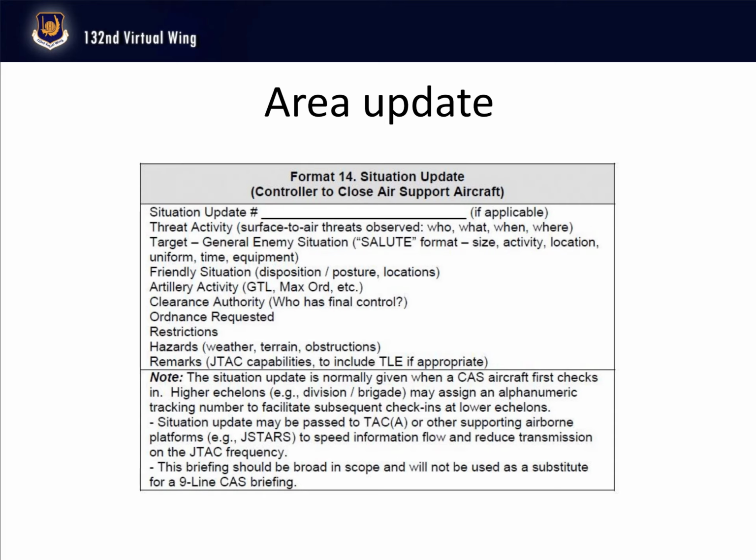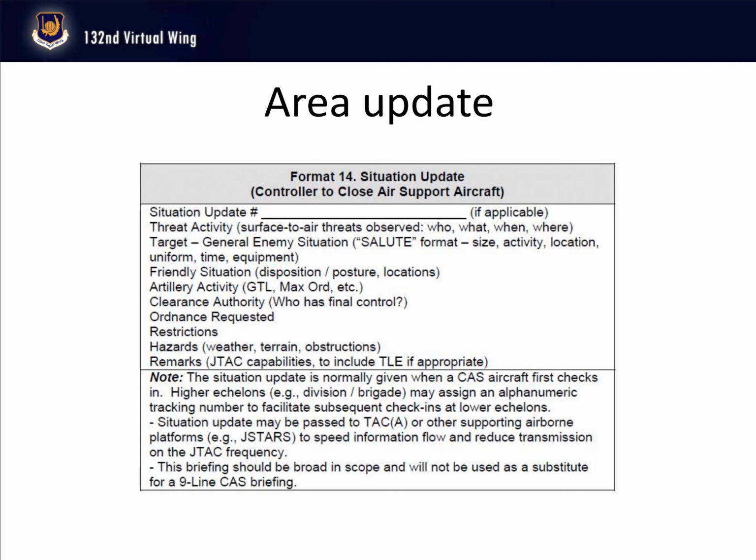Hazards include weather, terrain, high voltage power lines, antennas, high buildings, stuff like that, which might risk low level flying. And remarks, for example, JTAC capable of smoke mark, laser mark, infrared mark, things like that. Questions about the AO update? No.